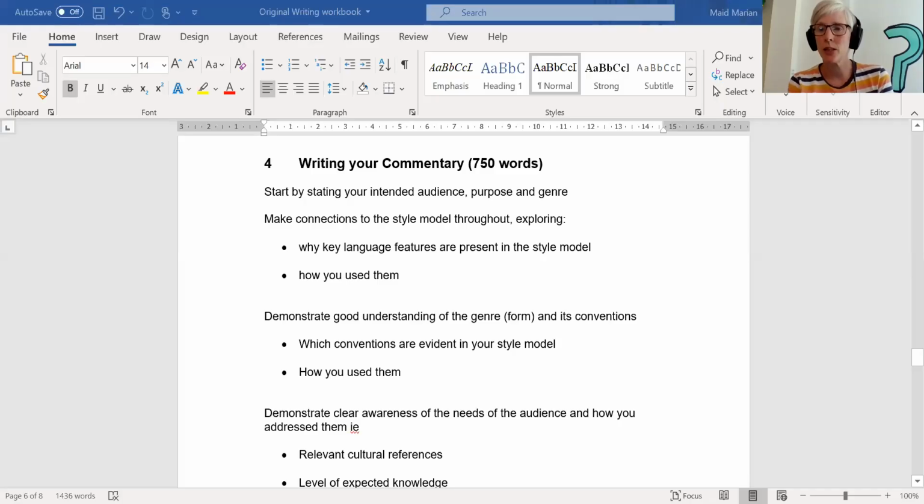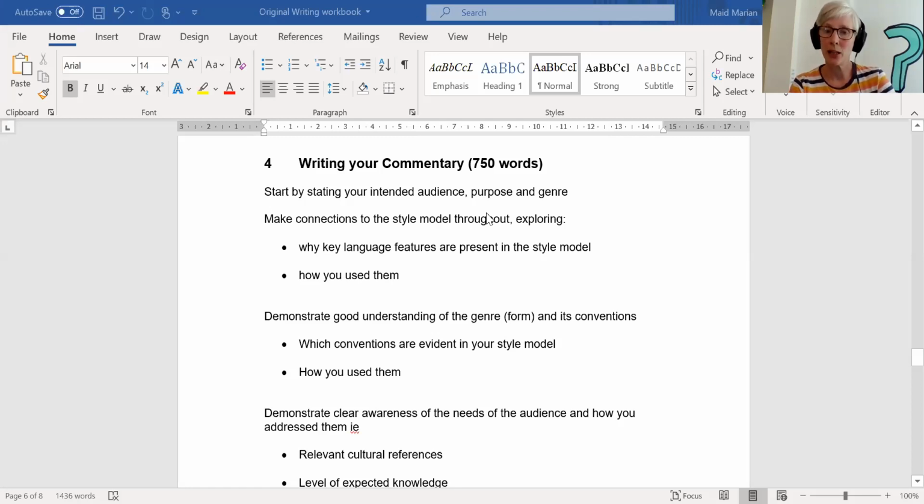Okay, so this is the writing your commentary worksheet in the workbook, and 750 words is not very many at all. It may well be your first draft is longer than that. That's absolutely fine. It's much better to try and get everything in, and then we can always edit it down. So in the first draft, a good place to start is what your intended audience, purpose and genre were. You need to talk about the style model always. Every point you make, also make a point about the style model.